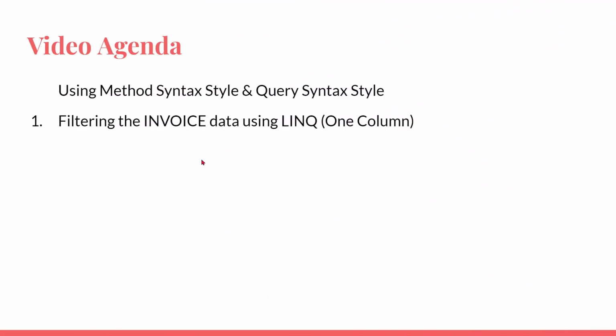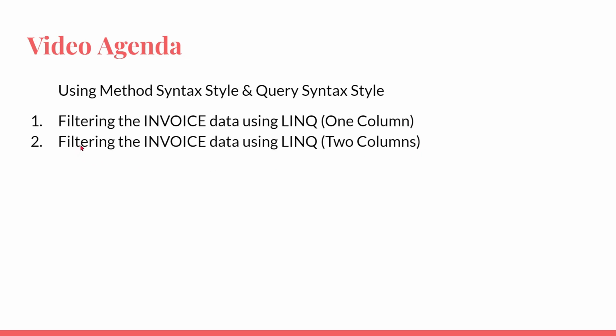So we have covered our very first agenda, filtering the invoice data using LINQ for the one column. Now let's see the second one, filtering the invoice data using LINQ with two columns. Two columns, how do you apply the filter?